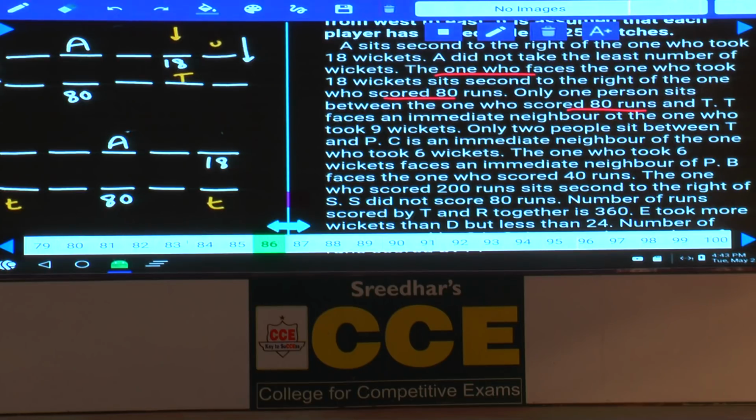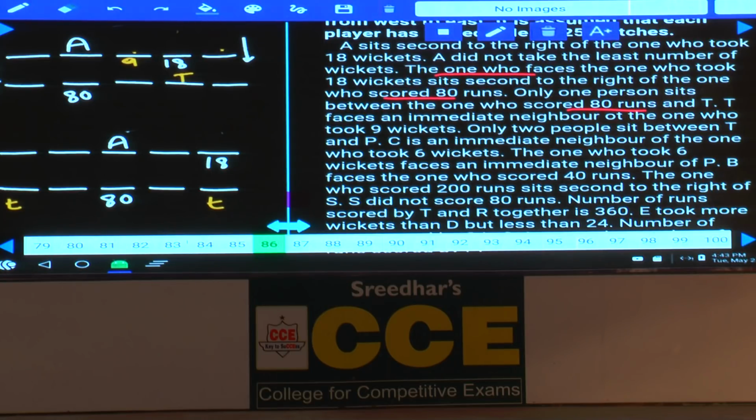That means 9 wickets can be here or here. How many possibilities? 2 possibilities. Now tell me, out of which, can 9 wickets be here? No. Why? Because all the persons are in ascending order. Hence 9 cannot be here. As 9 cannot be here, hence 9 must be at this place. Are you following this or not? 9 wickets.